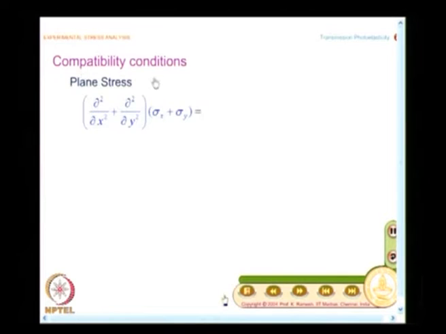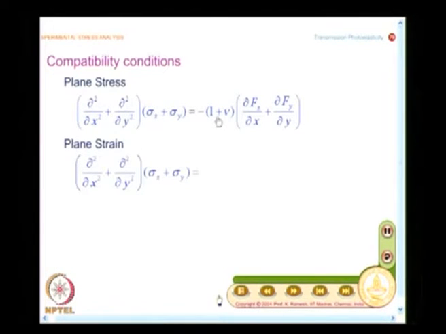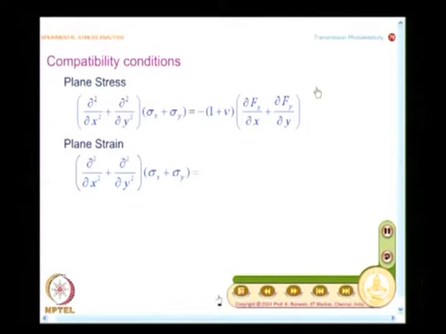The compatibility conditions in terms of stress components have the form like this for plane stress. On the right hand side, what do I have? I have minus (1 plus nu) multiplied by (dou fx by dou x plus dou fy by dou y), and these are body forces. One of the simplest assumptions we make in most of our problems, except civil engineering problems, is that we can consider the body force to be constant or 0. When it is constant also, the right hand side vanishes.